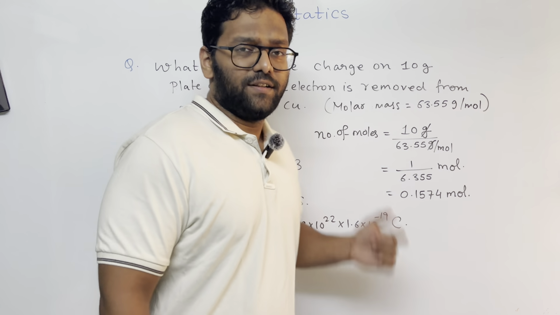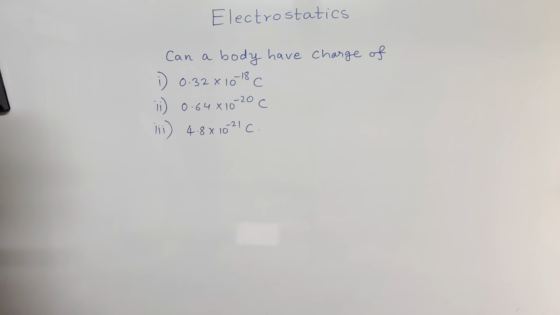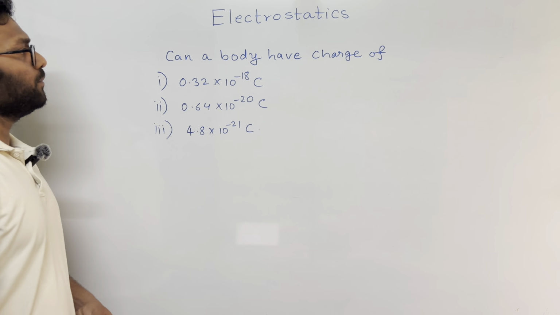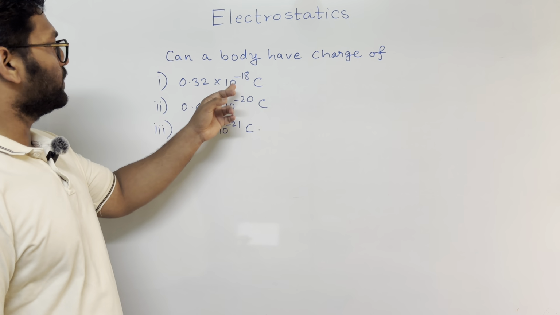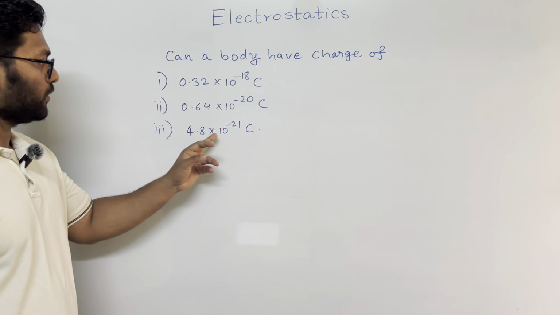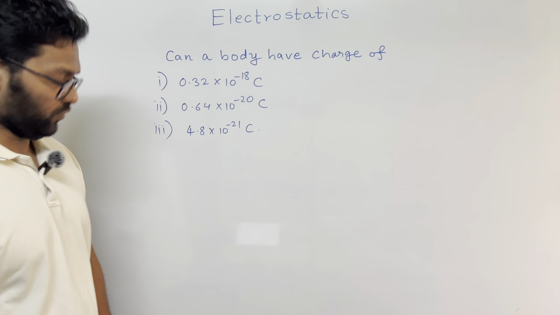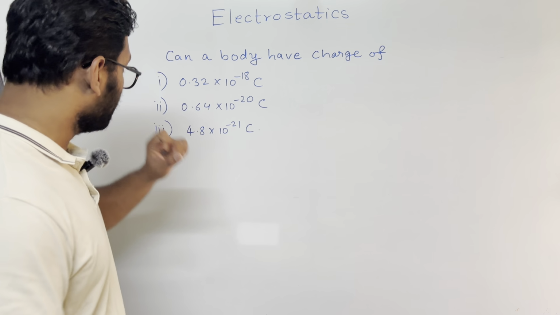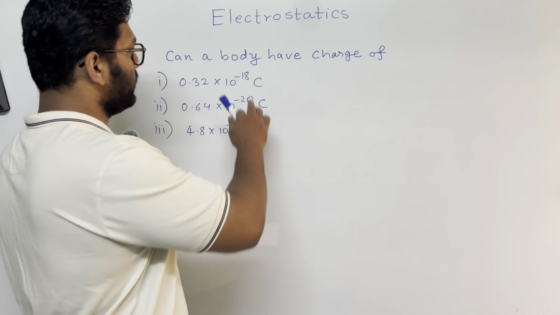Okay, let's look at the next question. The question is, can a body have a charge of 0.32 into 10 to the power minus 18 Coulomb, 0.64 into 10 to the power minus 20 Coulomb, 4.8 into 10 to the power minus 21 Coulomb? Let's look at this question. Okay, so how will I know if a body can have this?